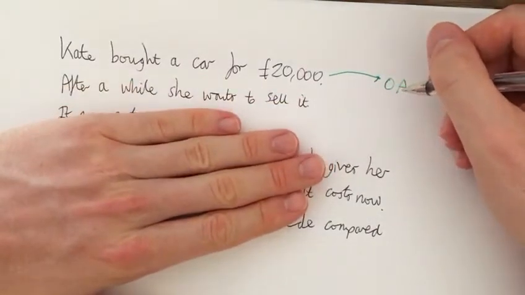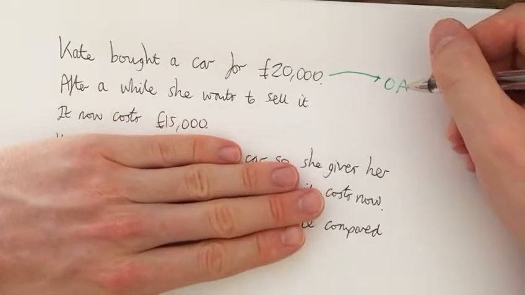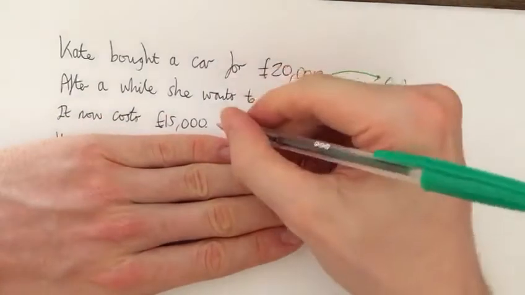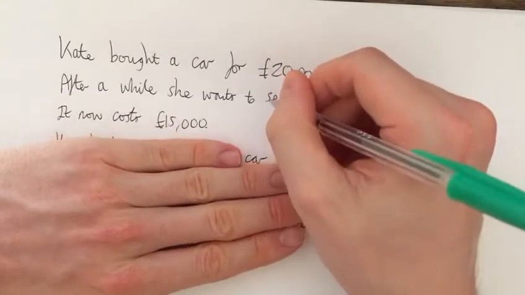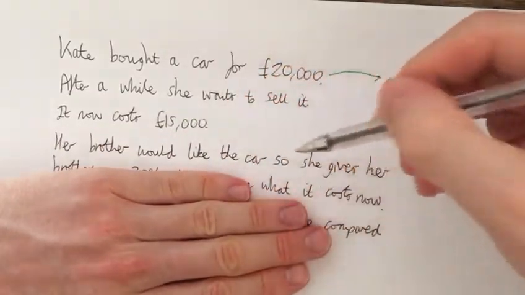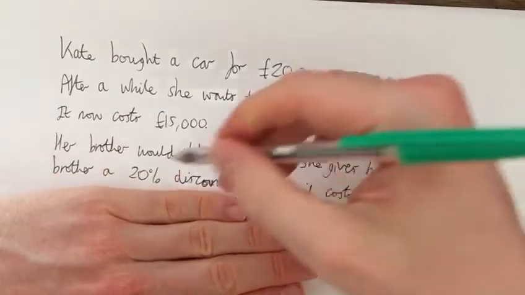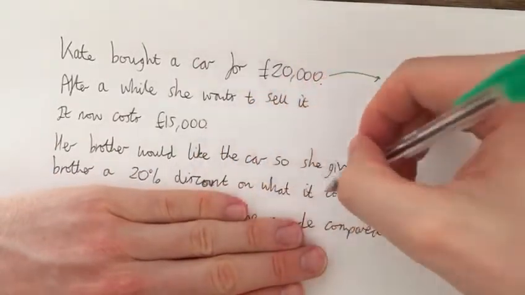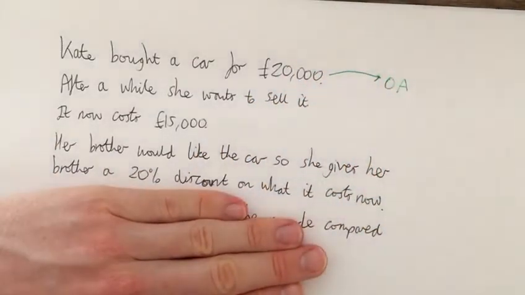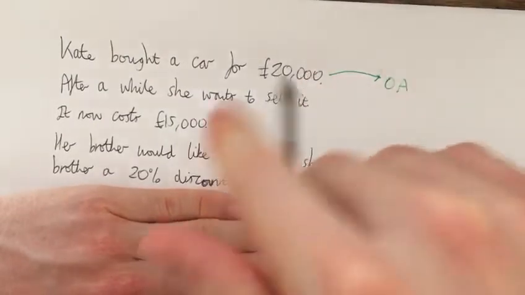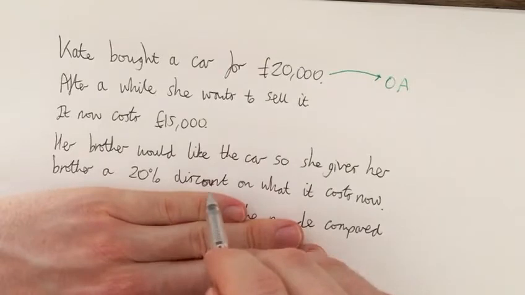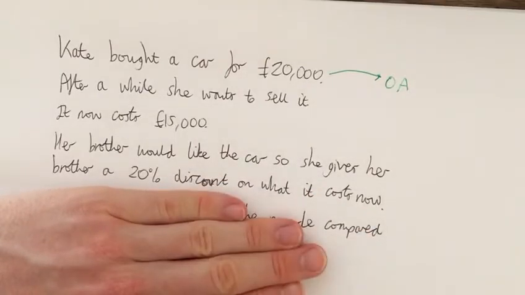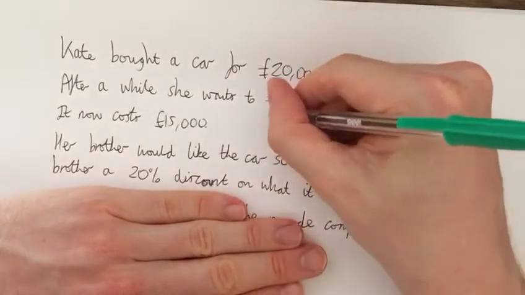After a while, she wants to sell it. Fine. It now costs £15,000. Now, before I turn that into our new amount, I'm just going to read the next line. Her brother would like the car, so she gives her brother a 20% discount on what it costs now. So straight away, rather than us concentrating purely on the £15,000, we actually want a 20% discount of the £15,000. So I'm going to do that now.